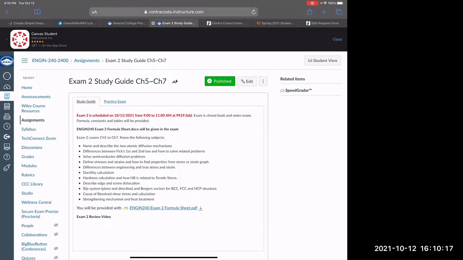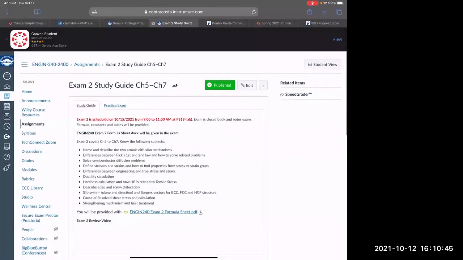The slip system refers to the slip plane and also the slip direction. The slip plane and slip direction are the most packed plane, where the PD is the highest, and the most packed direction, where the LD is the highest. How to find the PD and the LD was the topic that we mentioned in the last exam, but you should know how to find those things.